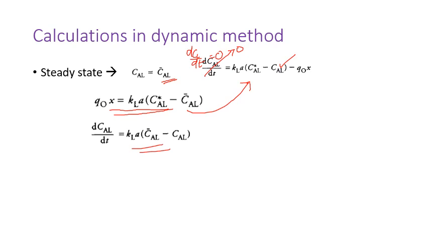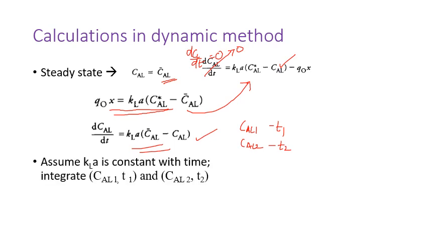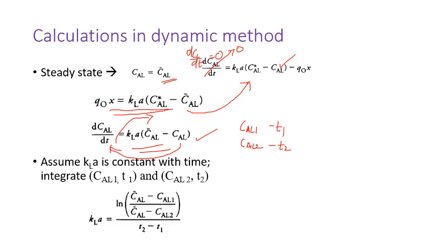If you notice this equation, you can integrate it over the time points and oxygen concentration points that we've already seen in the previous case. We took 2 points, CAL1 at T1 and CAL2 at T2. Assuming KLA is constant with time, you can integrate with respect to the boundary conditions. So you have 1 by C cap AL minus CAL, dCAL, is equal to KLA into dT. Once you integrate it, you get this equation.